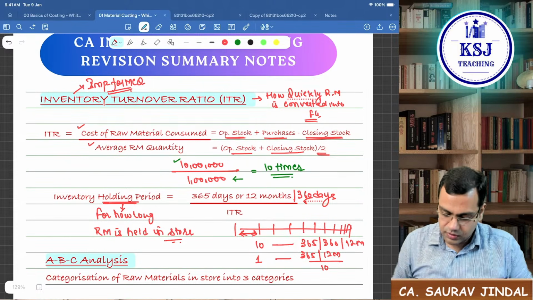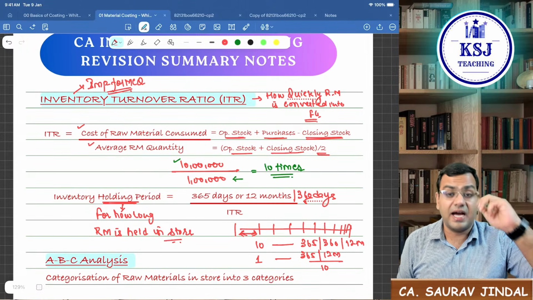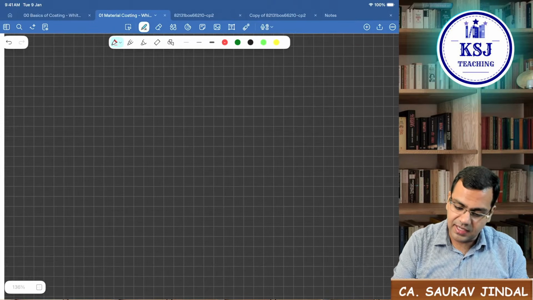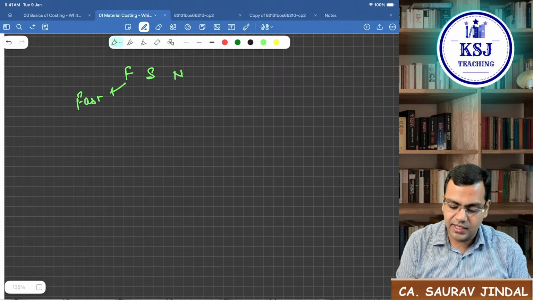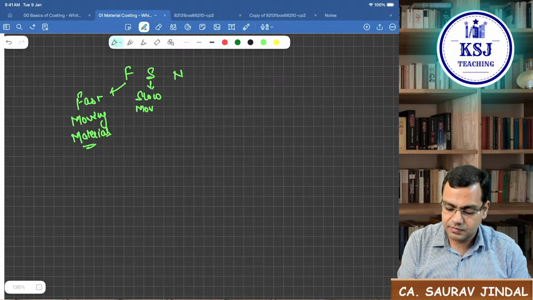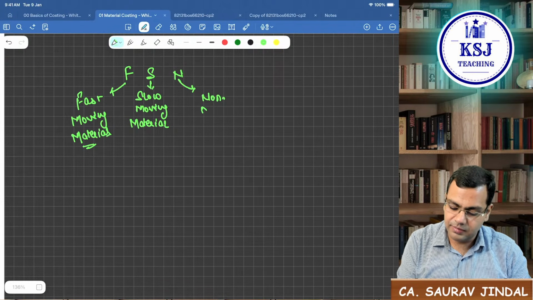Okay, so next, on this inventory turnover ratio, sometimes they will ask you whether the item is fast moving or slow moving. There is one theory topic called FSN analysis. That is FSN. F stands for fast moving material. S stands for slow moving material. N stands for non-moving material.